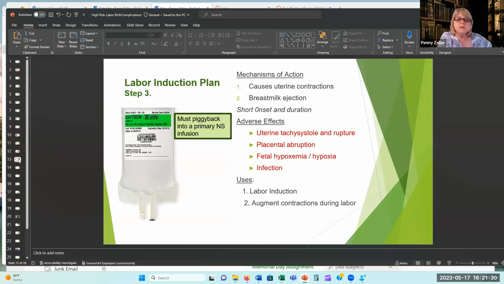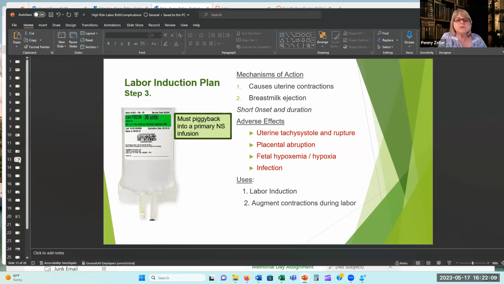So remember, oxytocin is a natural hormone. We give it exogenously, Pitocin or oxytocin. It's a high alert drug. It causes uterine contractions, and it causes breast milk or colostrum ejection. Of course, adverse effects of this, if we give too strong of a dose or we give it too rapidly, are tachysystole and rupture, abruption. And of course, fetal hypoxia, infection.